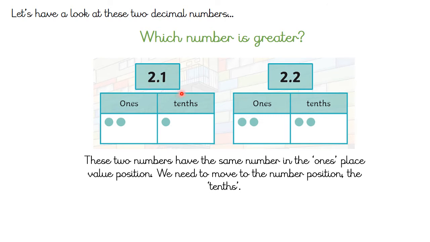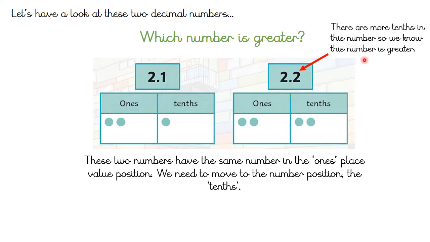So this number, 2.1, has 1 tenth. 2.2 has 2 tenths. So there are more tenths in this number, so we therefore know that this number is greater. So we know 2.2 is greater than 2.1. And this is when we're going to have to think about those greater than, less than symbols, the crocodile mouths. And we would say that 2.2 is greater than 2.1. And remember, the crocodile teeth always are eating the greater number.